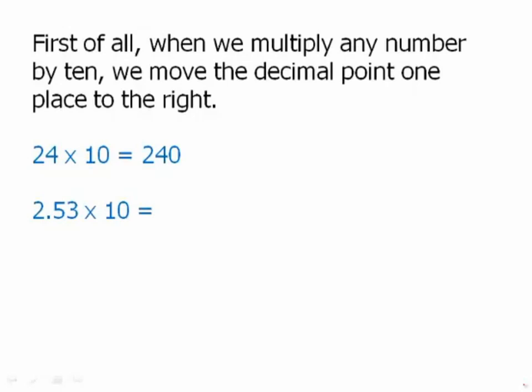2.53 times 10. Well, for this, we can't just use the stick on a 0 anymore. We have to remember multiplying by 10 means move the decimal place 1 place to the right. So it starts out between the 2 and the 5. It winds up between the 5 and the 3. So we get 25.3. 6,400 times 10. We move the decimal point 1 place to the right. We get a place holding 0. Again, it's like adding a 0 to the end.